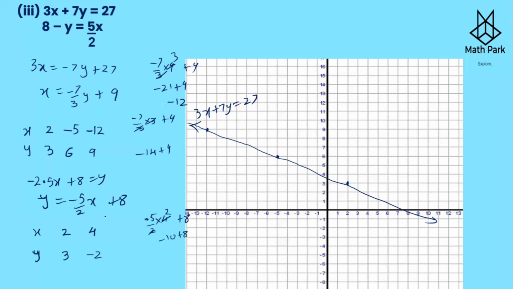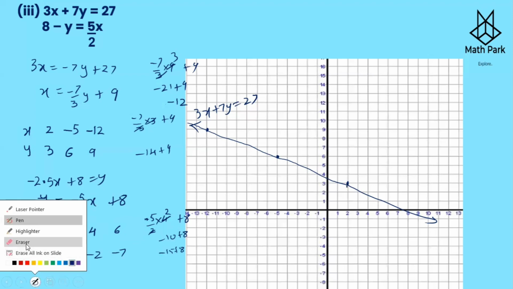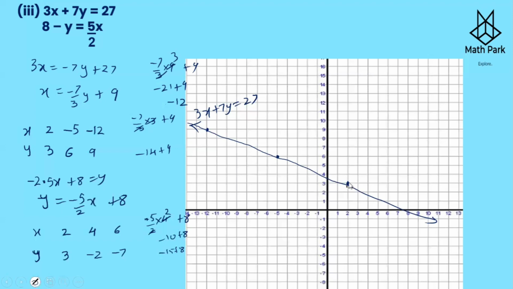If you take x is equal to 6, so 2 threes are 6, 3 5s are 15, minus 15 plus 8, we get the value of y as minus 7. Let us plot here 2, 3. Oh, we got the solution. 2, 3 is another common point over here. So of course it has to be the solution. So 2, 3 is this point.